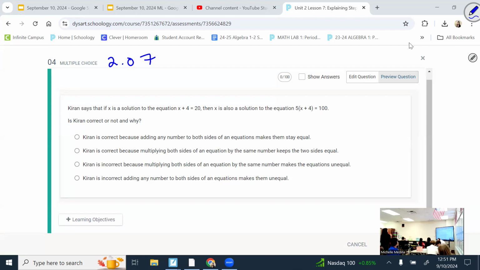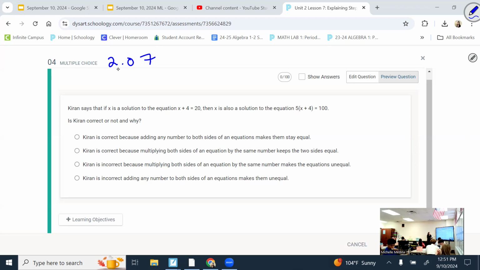So Kieran says that if x is a solution to x plus 4 equals 20, then x is also a solution to 5 times the sum of x plus 4 equals 100. Is Kieran correct or not, and why? There's probably a few ways you could go about this, but figure out what X is, I think seems to be the easiest way for most of you.